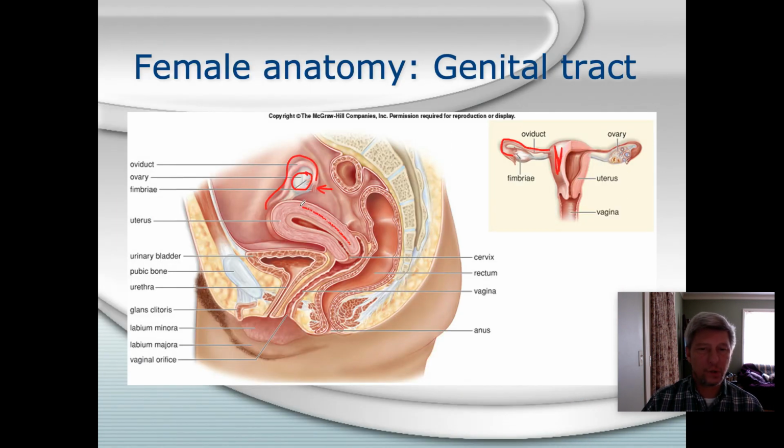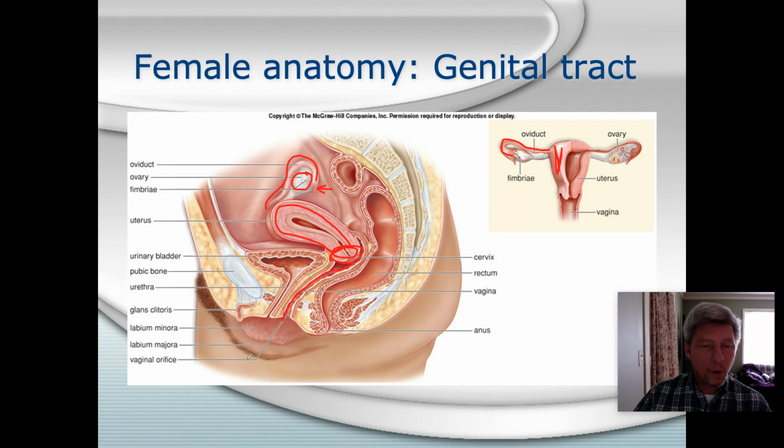This very strong muscular organ is the uterus. The cervix muscle is found here. This is the sphincter muscle. And then the vagina is located here.